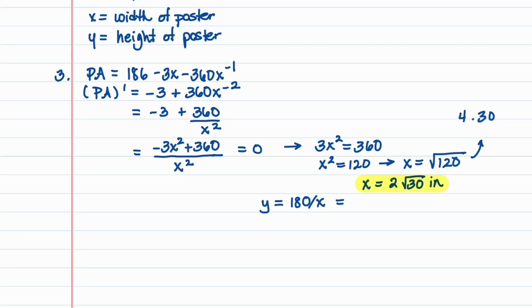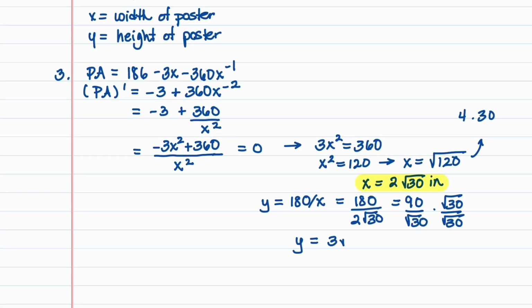So this is 180 all divided by 2 root 30. This then is 90 divided by root 30. And I think we should go ahead and multiply by root 30 over root 30. This is going to make things easier. So this gives us that y is equal to 90 root 30 divided by 30, which is just 3 square root of 30. And again, we have inches for our units.